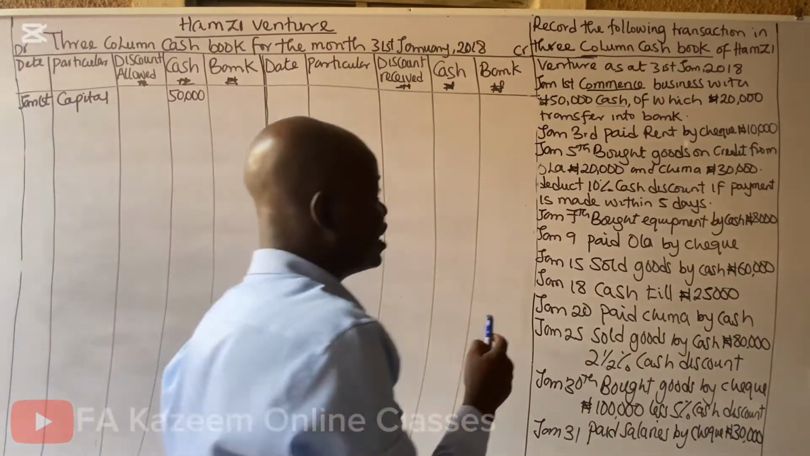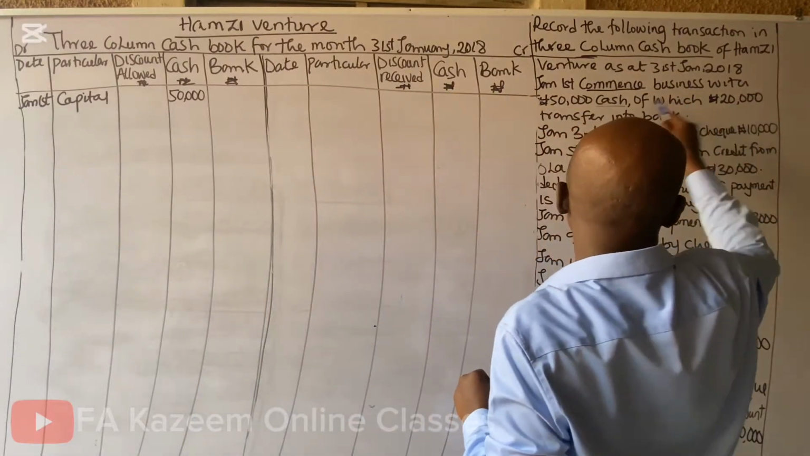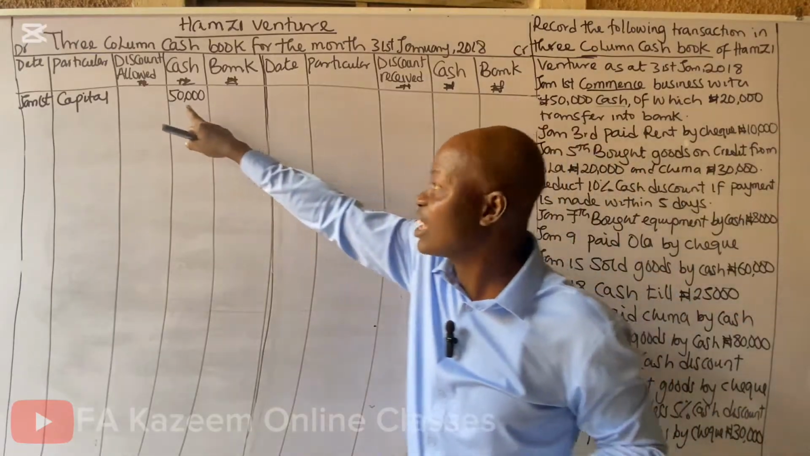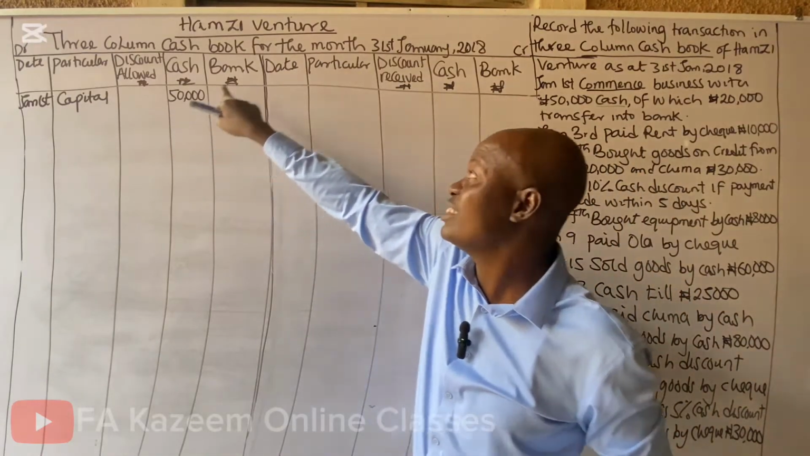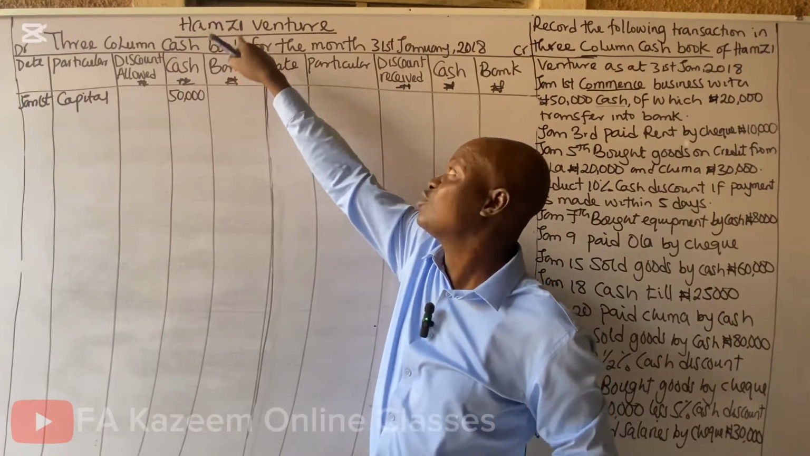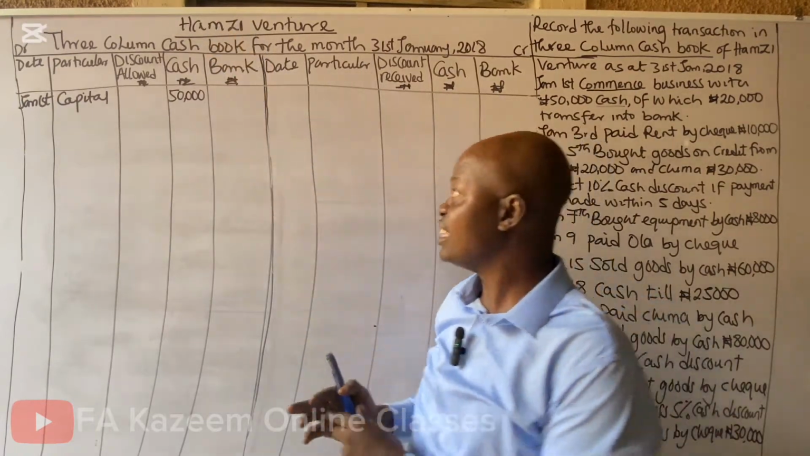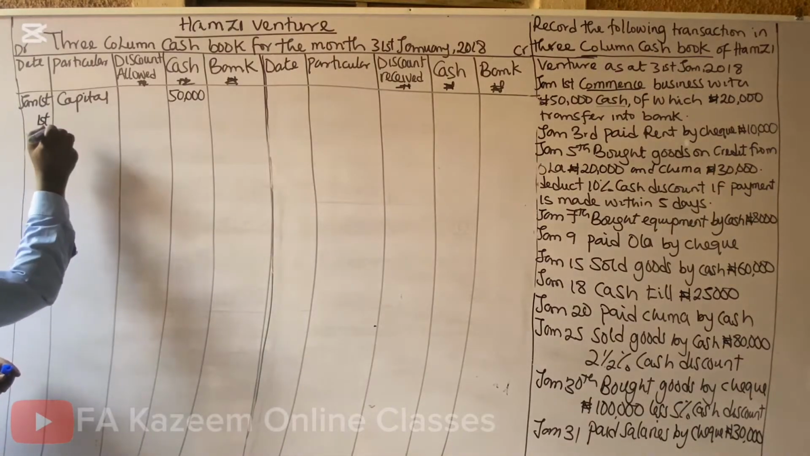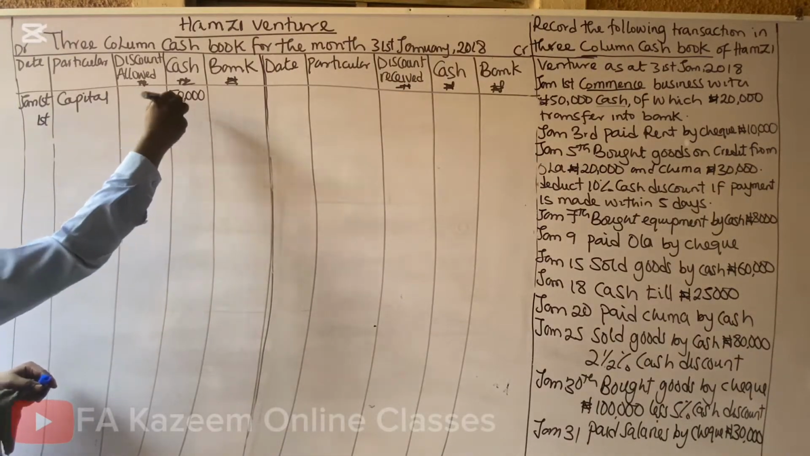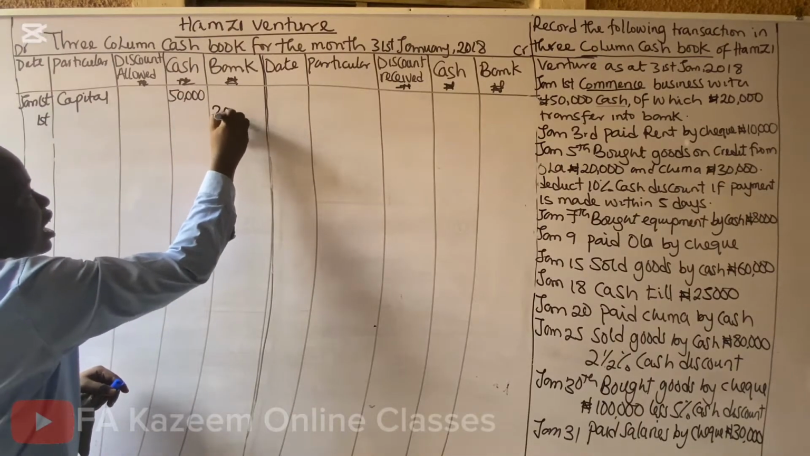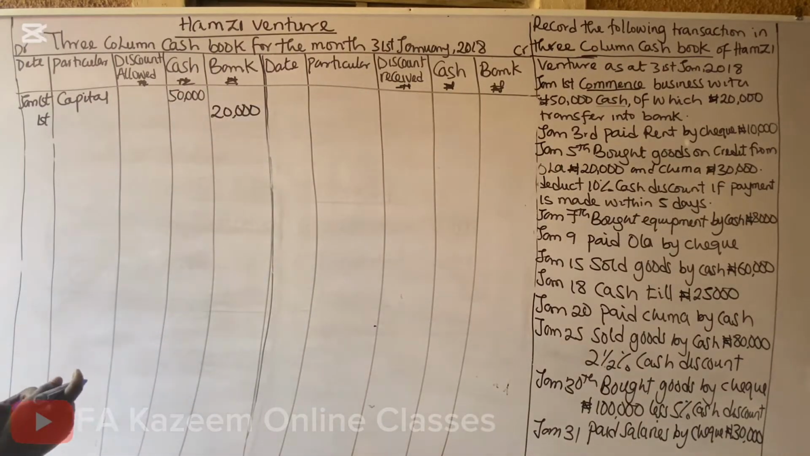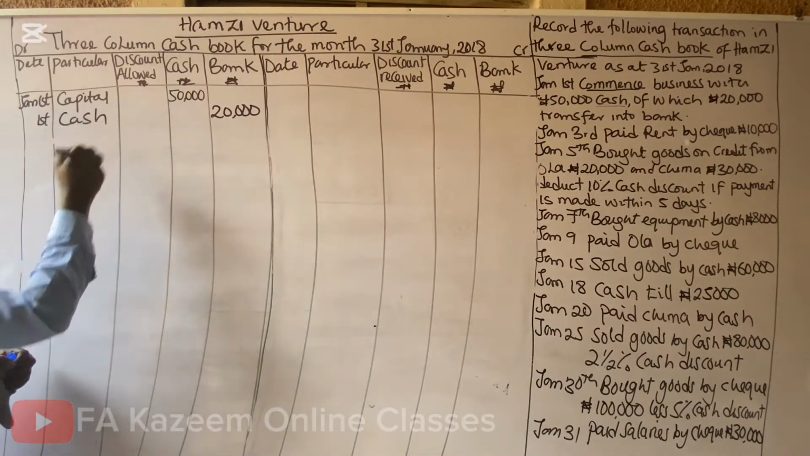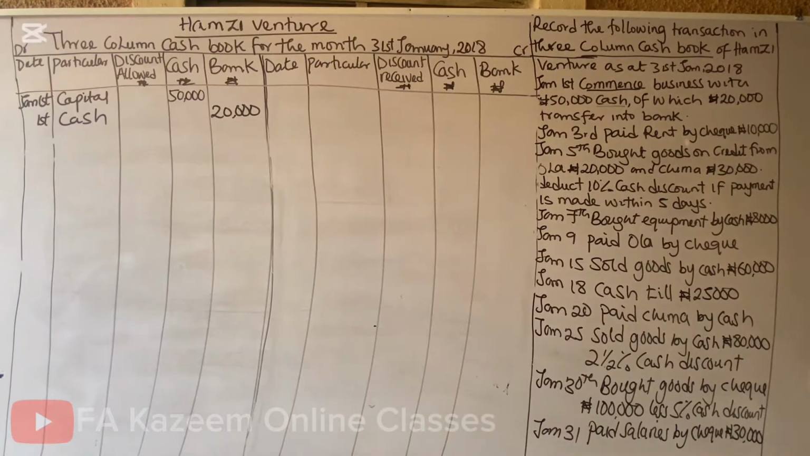Now, the question goes further and says, of which 20,000 was transferred into bank. Out of this 50,000, 20,000 is transferred into the bank account of AMSI Venture. That's an inflow into the bank. Let's look at the way we are going to post it. On the same date, there's inflow of this 50,000 into bank. How much? 20,000. Now, what was transferred into the bank was what? Was cash. Or something is missing.